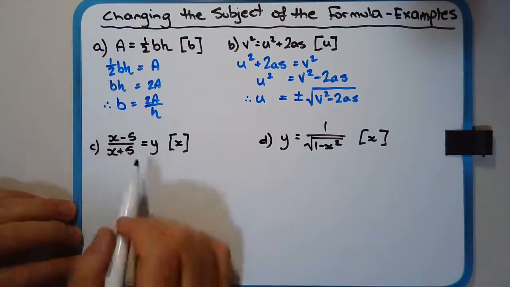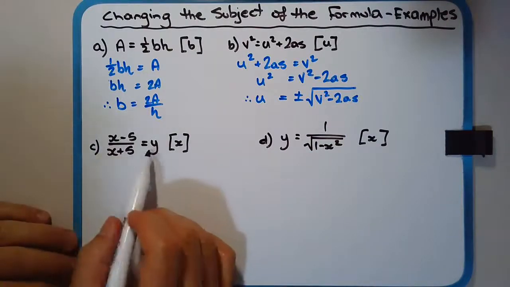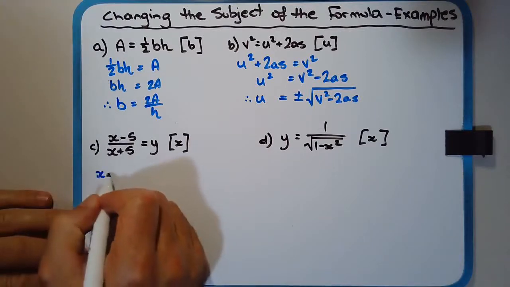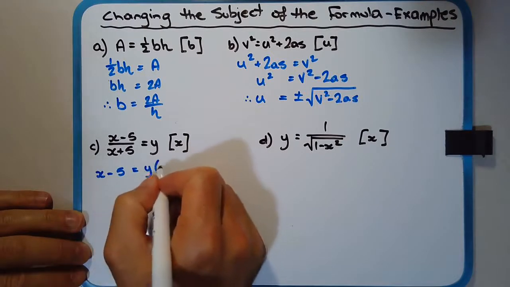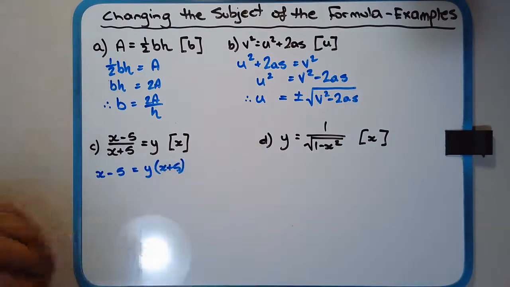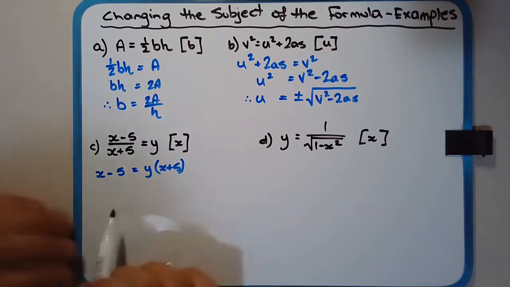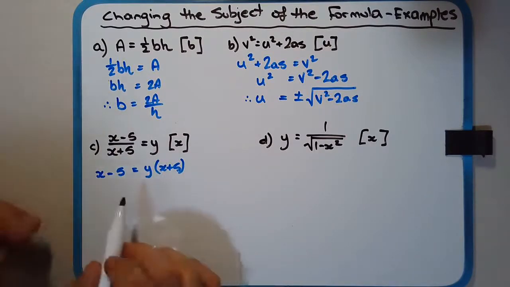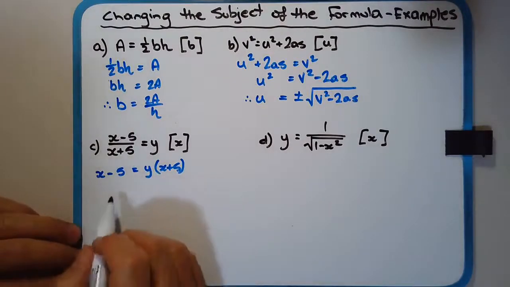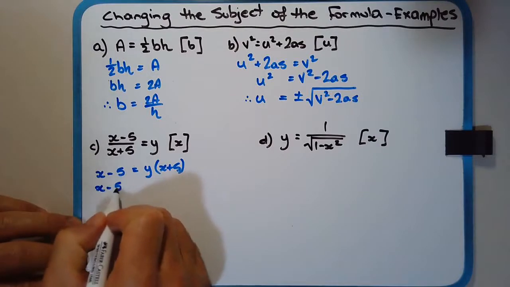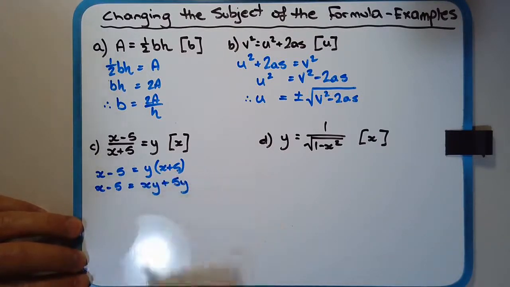For part C, we're going to need to multiply both sides by x plus 5. So we're going to have x minus 5 is equal to y outside of x plus 5. You'll see what's going to happen shortly. We're going to make x the subject of the formula here, but it's going to employ some kind of factorization with x's all on the one side. So let's expand the bracket. So x minus 5 is equal to xy plus 5y.